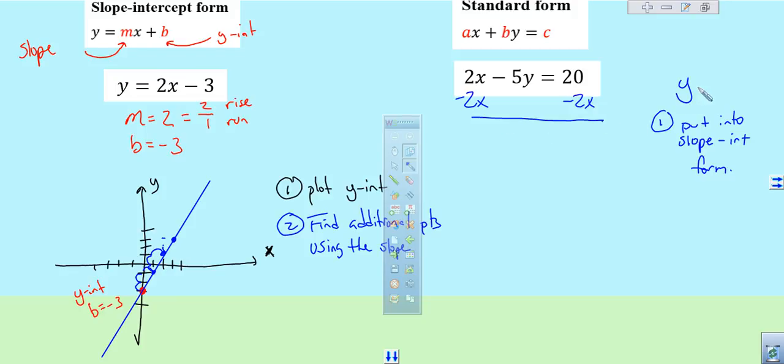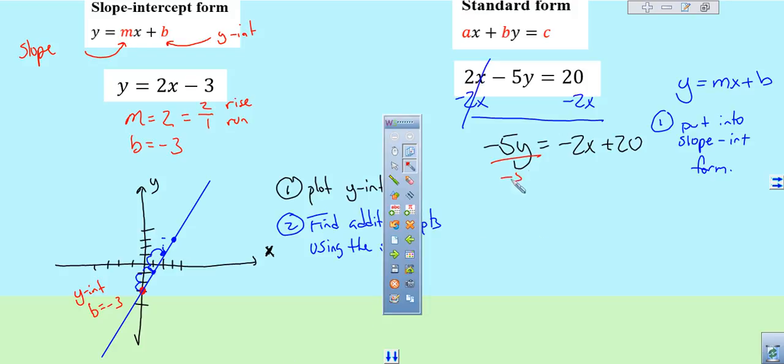Remember, slope-intercept form is y equals mx plus b. So I move those over, the 2x's cancel. I'm left with -5y is equal to -2x plus 20. They're not like terms, I can't put them together, so I put them side by side.